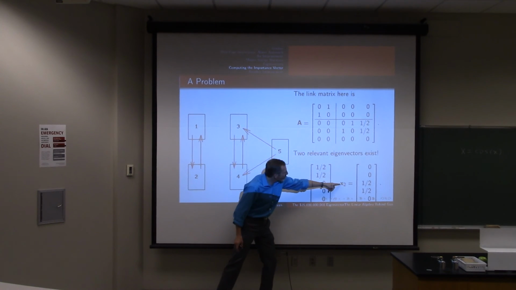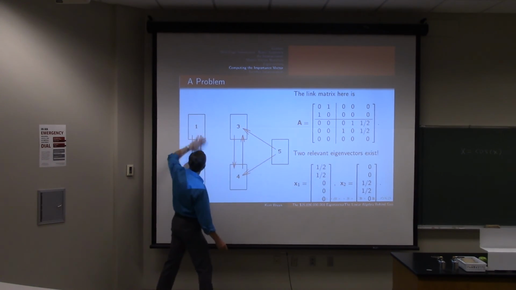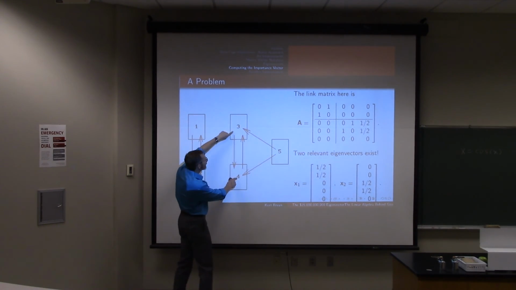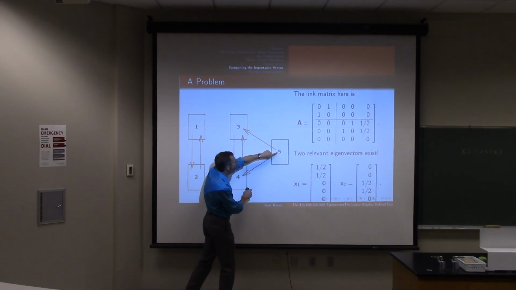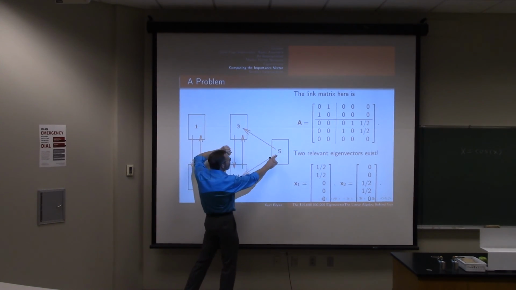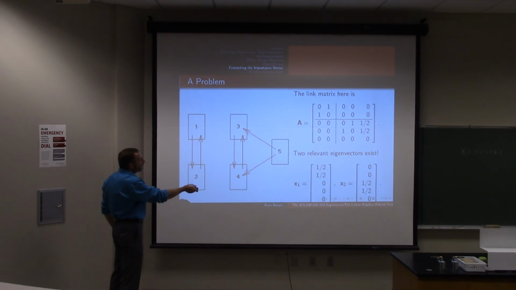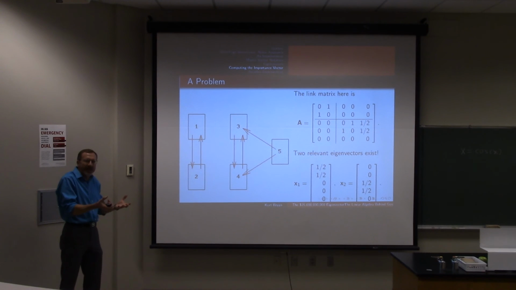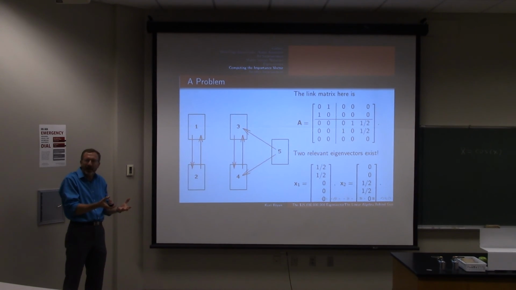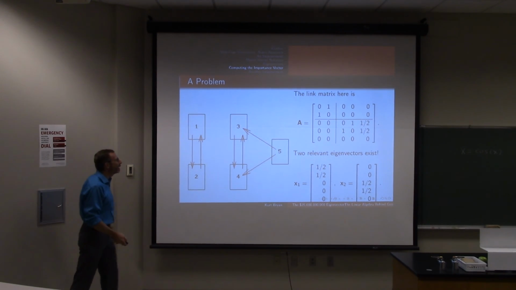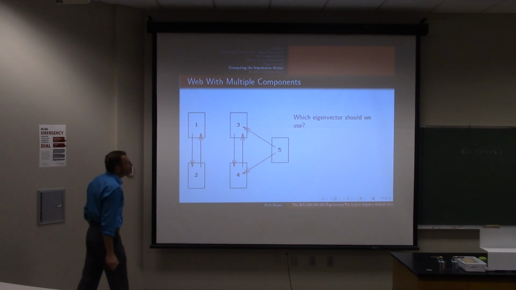This eigenvector is ranking these 2 guys as 0 importance, these 2 guys as 1/2, and this guy is 0, which makes sense for this subweb. Nobody links to him, so he gets a 0. But they're each ranking in some sense these different components. So you need somehow to put these together to find an overall ranking for the web. Well, which one should we use?